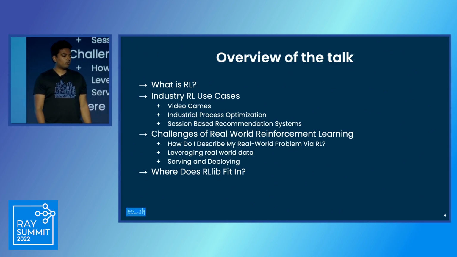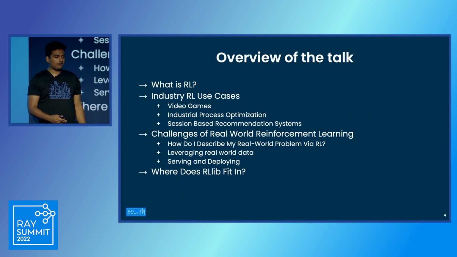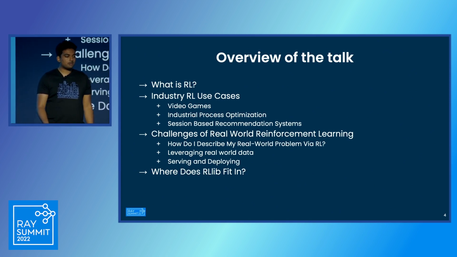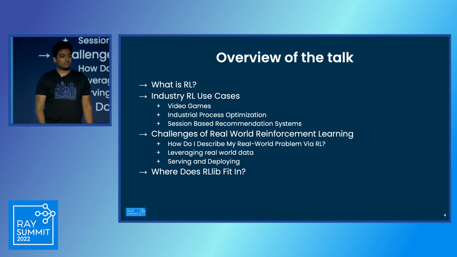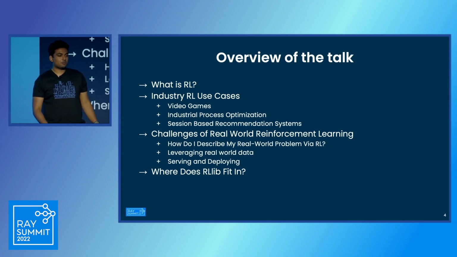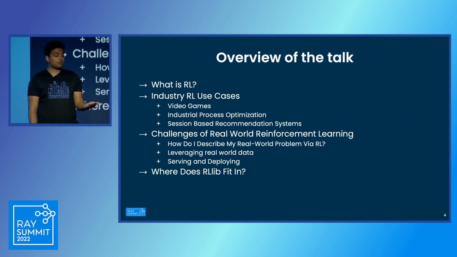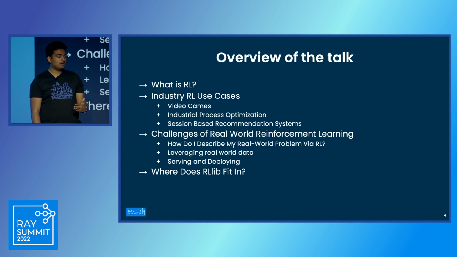Okay, so first we'll be talking about what is reinforcement learning at a higher level, and then we'll talk about some industrial use cases that we see with our partners, starting in the video games industry with our partner Riot Games, and then moving to industrial process optimization. We'll talk a little bit about what our friends at Dow Chemicals, Adam Calloway, hi, I see you in the crowd, are doing, and then finally we'll move on to session-based recommendation systems, which personally I think is the most exciting application of RL. And then after that, I'll segue into the challenges of doing real-world reinforcement learning that we see some of our users face.